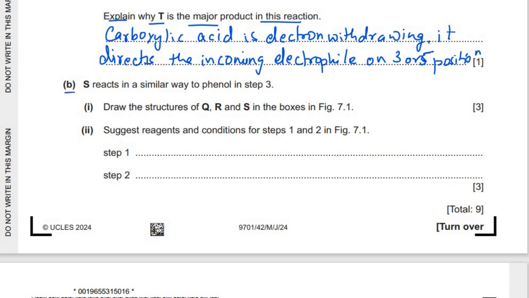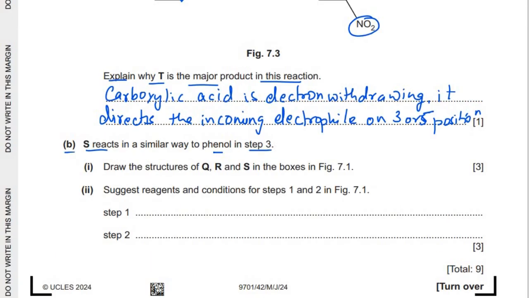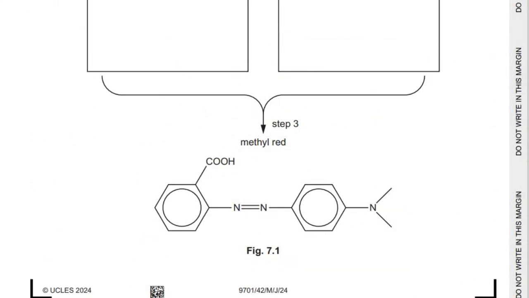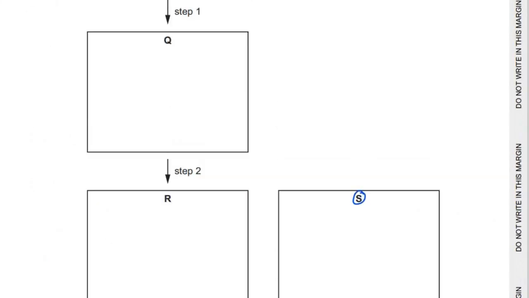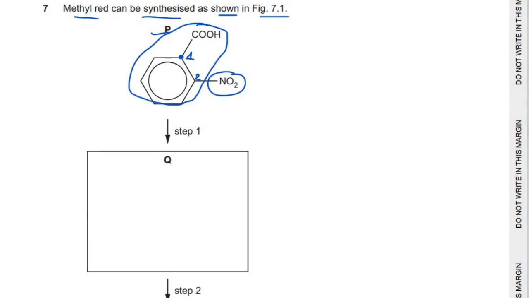So the B part is, S reacts in a similar way to phenol in step 3. Now remember, it is S reacts in a similar way to phenol as in step 3. Draw the structures of Q, R and S in the boxes in figure 7.1. It says S reacts in a similar way to phenol. Now where is S? Okay, S is here. It reacts in a similar way, and we are supposed to draw the structures of Q, R and S.